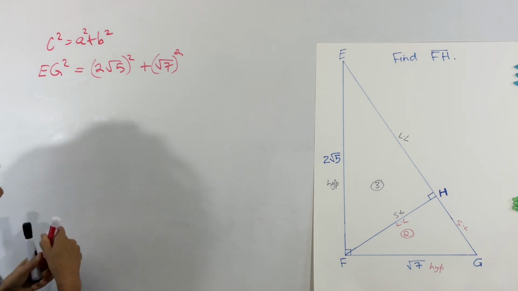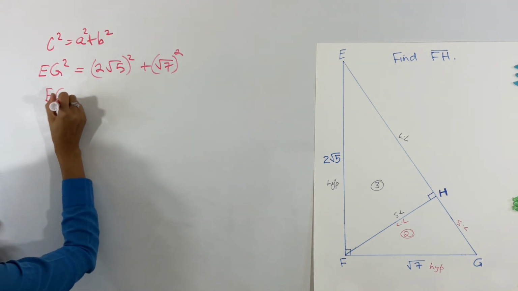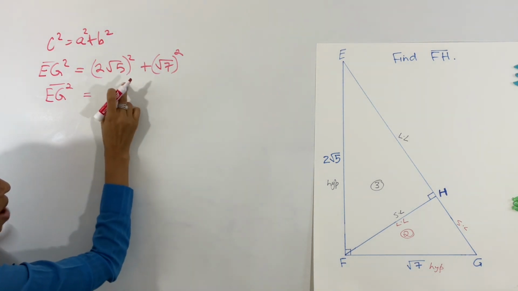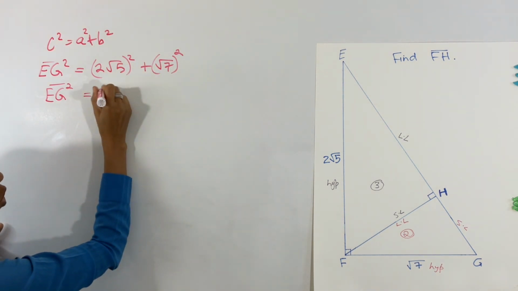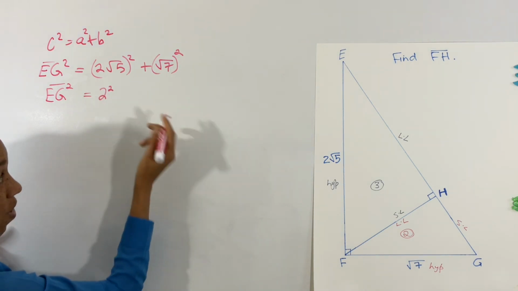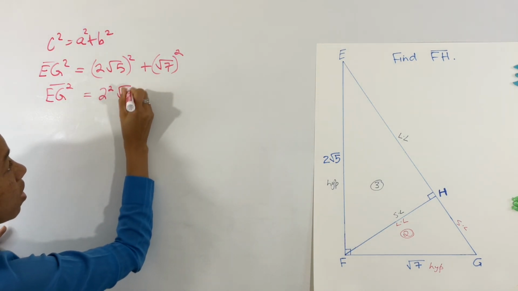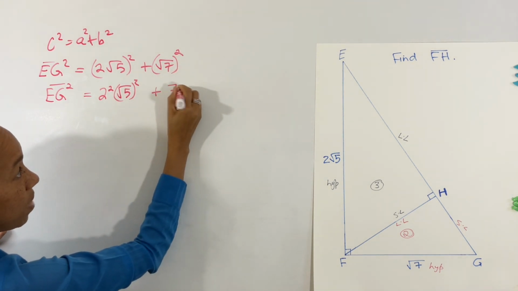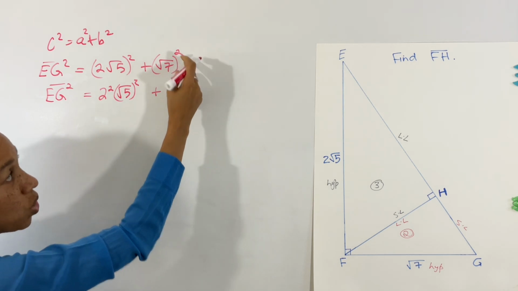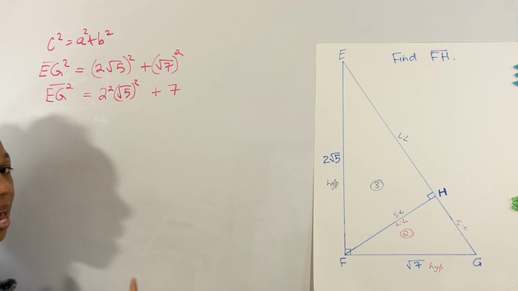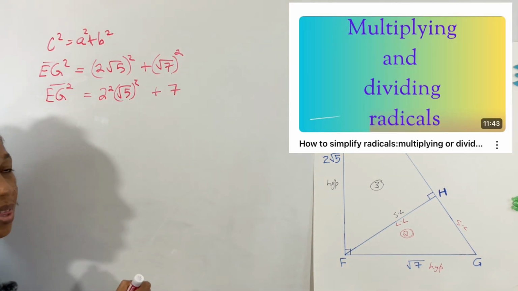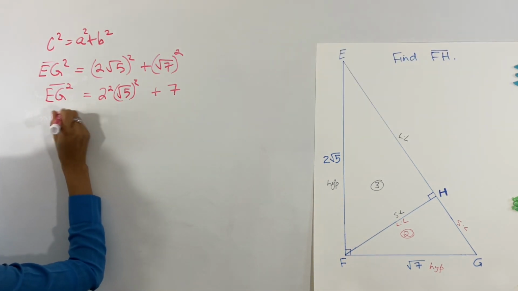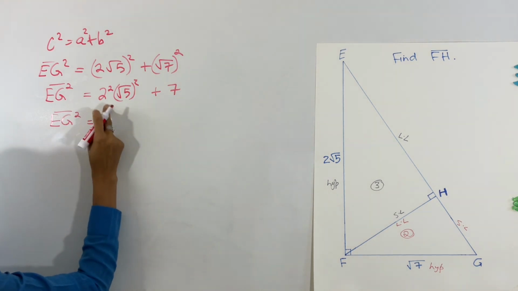Now we will continue with this, and we will have segment EG to the second power. Raising 2 radical 5 to the second power is going to give you 2 to the second power. You're going to separate them, and then you have radical 5 to the second power here, plus radical 7 to the second power, which is going to give you 7, because a radical raised to the exponent 2 is going to give you the number inside. If you need help on that, you can go back and watch my video on that.